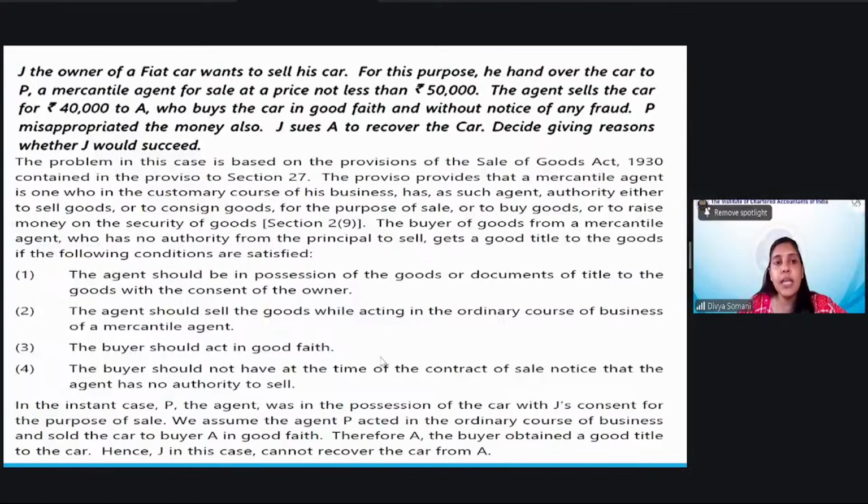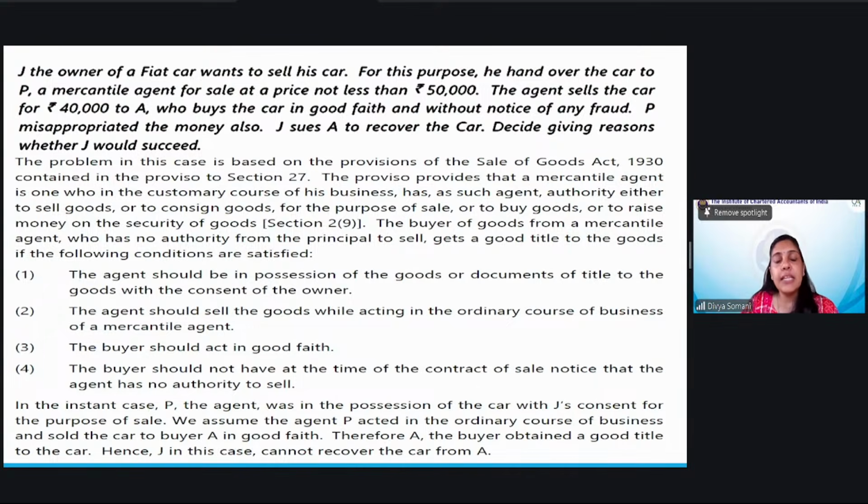Therefore, who is A? A is the new owner. Therefore, A, the buyer, will obtain a good title to the car. Hence, J in this case cannot recover the car from A. So, according to the Sale of Goods Act, the property now belongs to the new buyer, that is A. So the car will have to be given to A, and whatever money he has given to this mercantile agent will hold good; he will not have to pay anything extra for that.